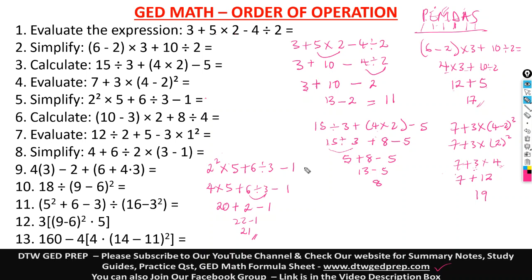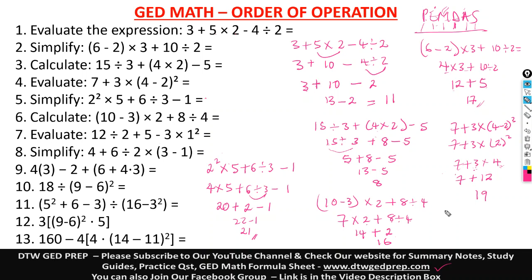Now question 6 says 10 in parentheses, 10 minus 3 in parentheses times 2 plus 8 divided by 4. So what do we have here? We have to do our parentheses. 10 minus 3, that's 7. We have times 2 plus 8 divided by 4. Next, we do multiplication, which is 14. Plus, we have to do division first, which is 8 divided by 4, that's 2. And 14 plus 2 gives us 16. Okay, that's number 6. And let's go to number 7.